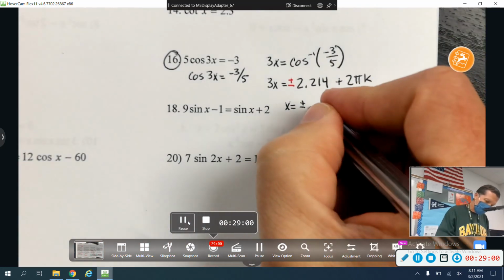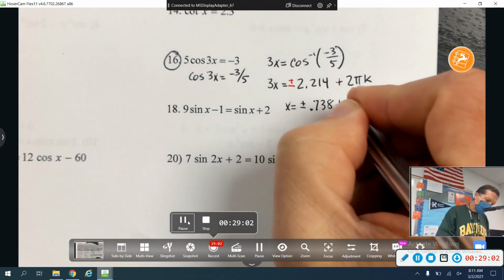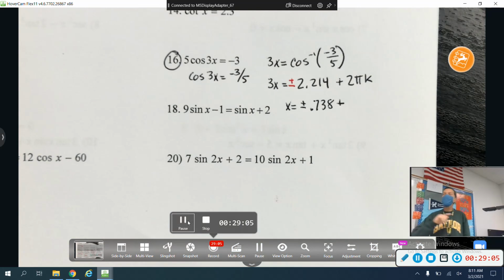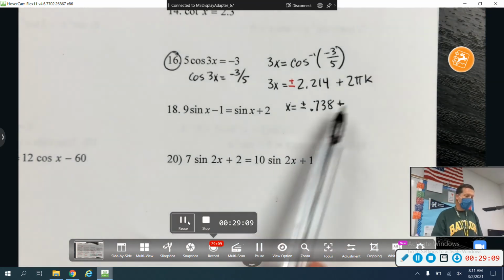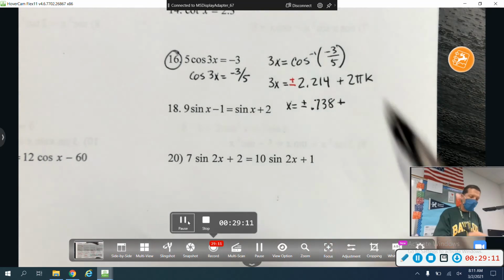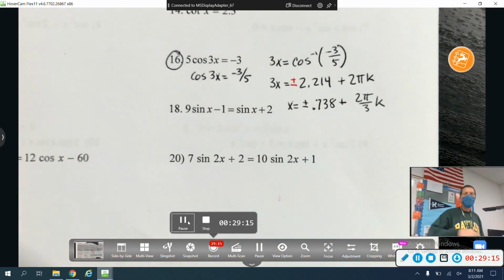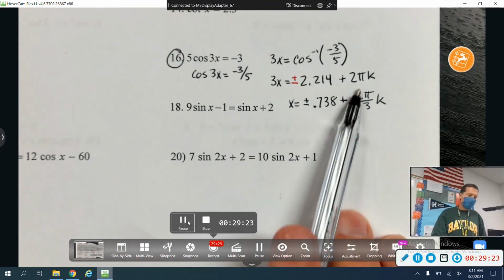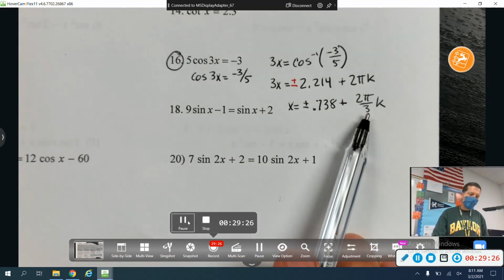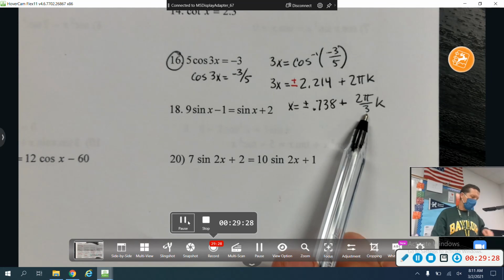0.738. Plus or minus is still there. Don't forget to divide everything by 3. It's a kind of a common mistake. Remember, divide that by 3, but then leave the 2 pi k. But you've got to divide that by 3 as well. Or I think maybe the problem is people don't put the 2 pi k on at the beginning. They wait till the very end and put it on, but by then it's not quite accurate anymore.